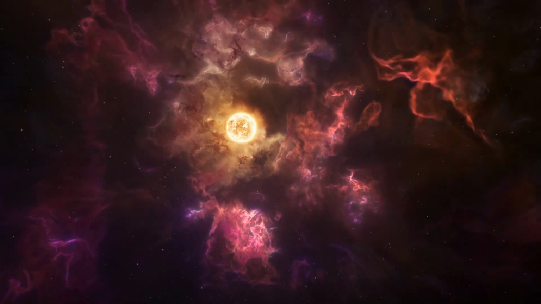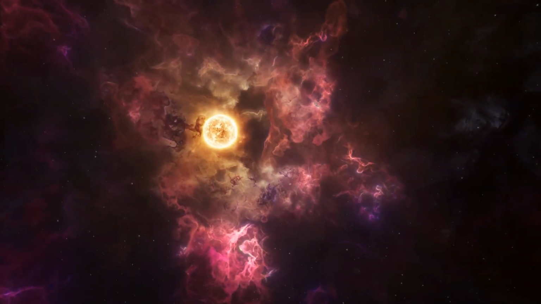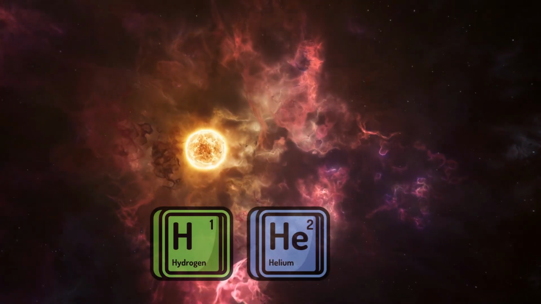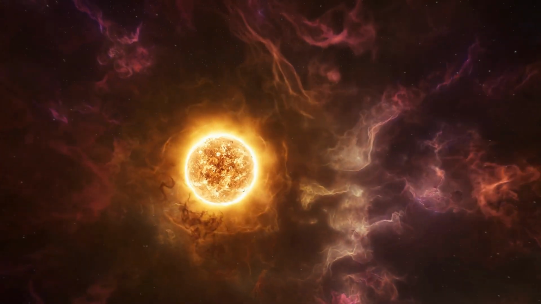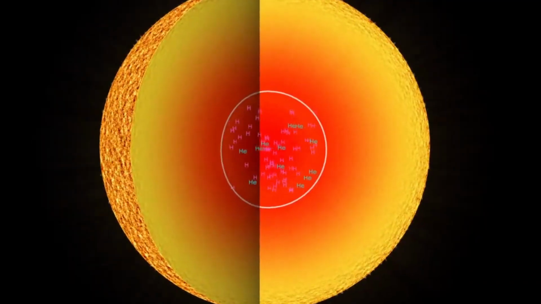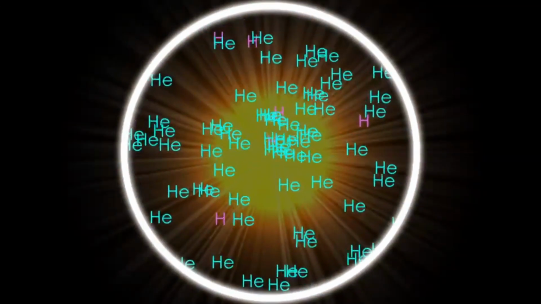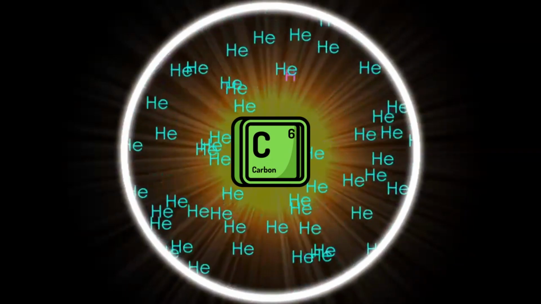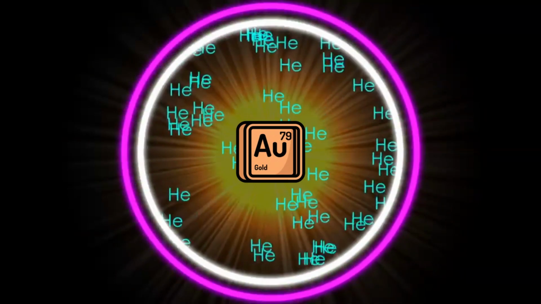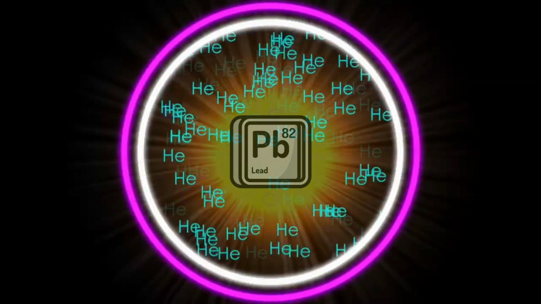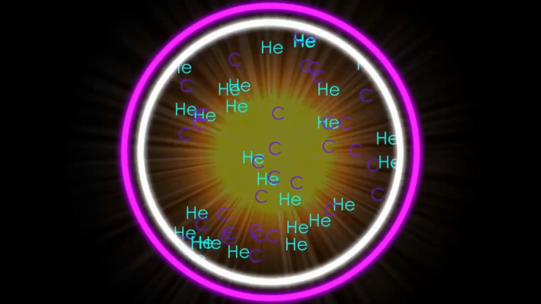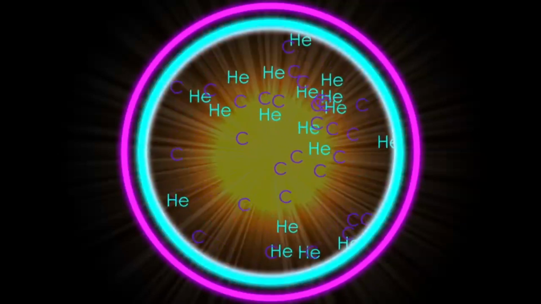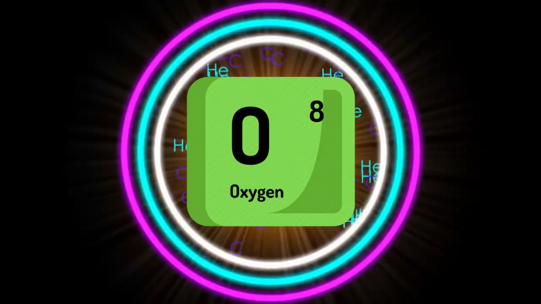All the stars in the universe are formed from hydrogen and helium gases. When a star is formed, under extreme pressure and temperature, helium and hydrogen atoms turn into heavier elements. Elements like carbon, iron, gold, lead, and many others. One of the elements that it does turn into is oxygen. Even though oxygen is not considered a heavy element, it's much heavier than hydrogen and helium.